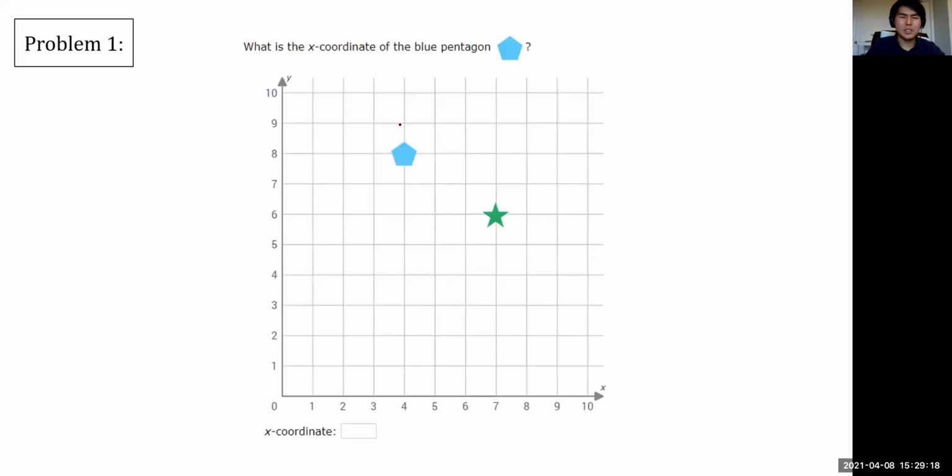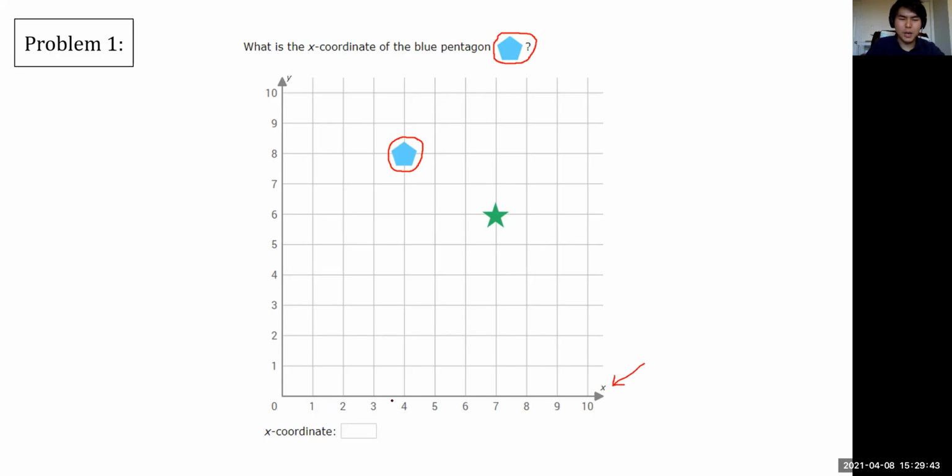What is the x-coordinate of the blue pentagon? So, in order to solve this problem, we need to know where the blue pentagon is. The blue pentagon is right here on the coordinate plane. There are 2 axes in this coordinate plane.